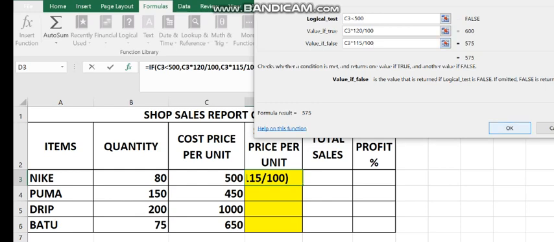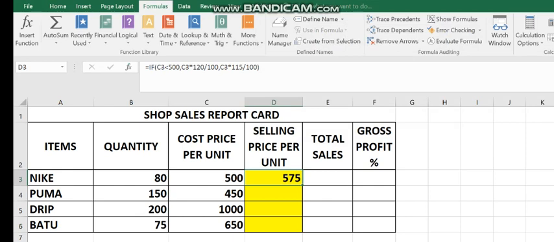Then you're going to press enter, and you realize that it has added the 20% to the 500, and then we use the fill down function to calculate the rest. If you click on this one, the formula has been copied across for all of them.